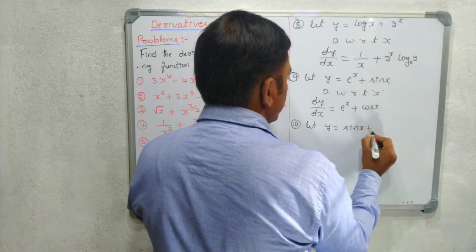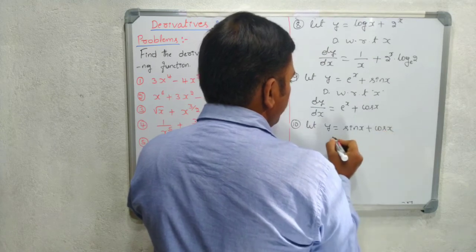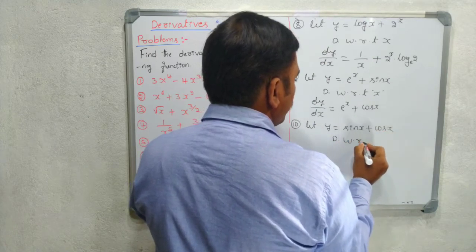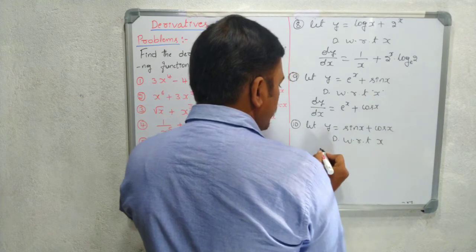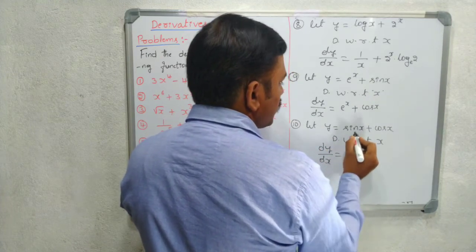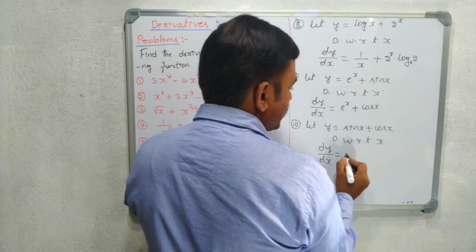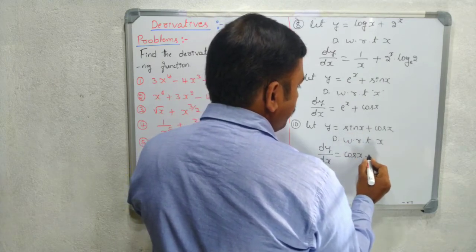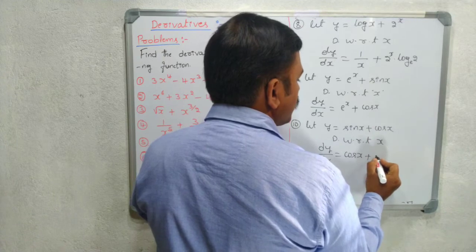sin x plus cos x. Differentiate with respect to x. The differentiation of y is dy by dx. What is the differentiation of sin x? The differentiation of sin x is cos x plus cos x ಗೆ differentiation of minus sin x.